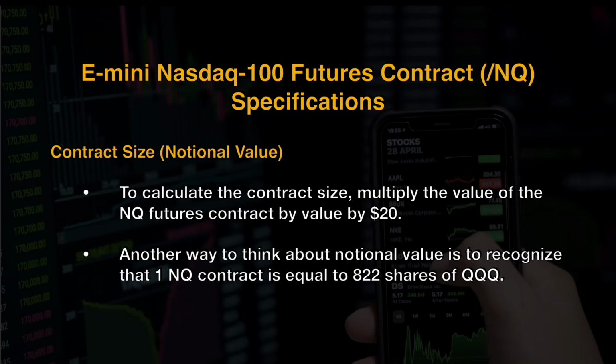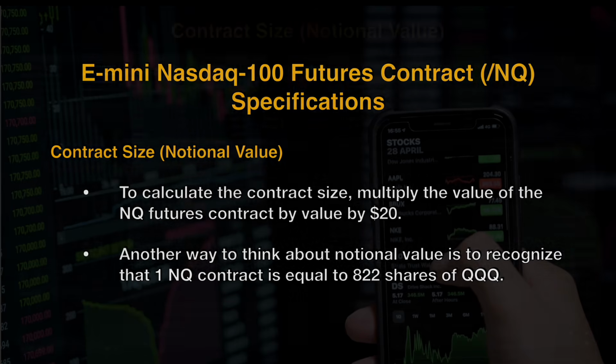In order to calculate the contract size or notional value, we multiply the value of the NQ futures contract by the 1 point value of $20. Another way to think about notional value is to recognize that one NQ futures contract is equal to roughly 822 shares of QQQ, the Nasdaq-100 ETF.